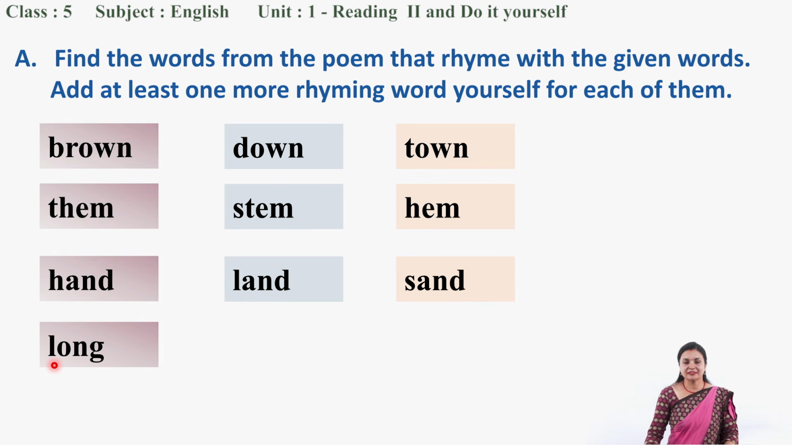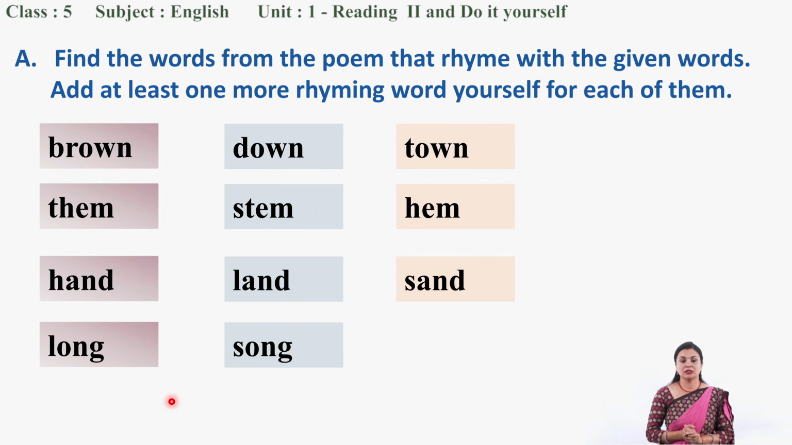What is it? Very nice. Long. So, what should be the rhyming word in the poem? Very good. Song. Long, song. Okay, then let's find another rhyming word. Long, song. Then, what should be another one? Very good. Strong. Good, very nice.